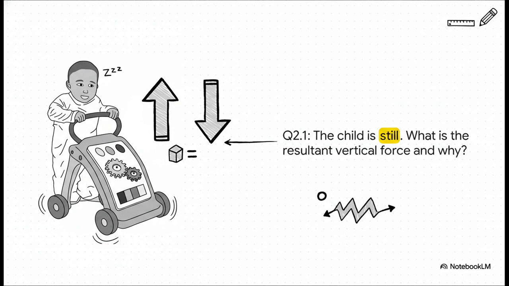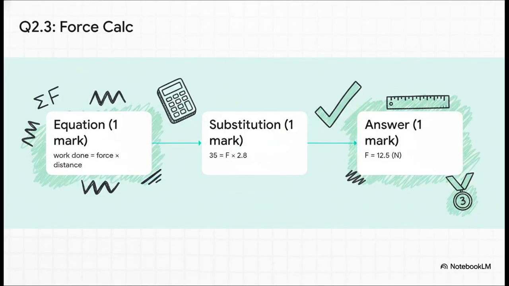So mark number 1 is for the what. Since the child isn't moving, the resultant force is 0. Simple as that. Mark number 2 is for the why, and for this you could say the forces are balanced or the child isn't accelerating. See that structure? 1 mark for the answer, 1 mark for the reason. Classic 2-marker.